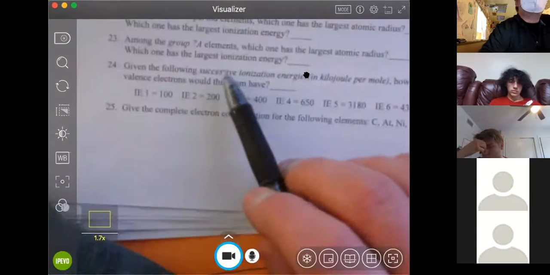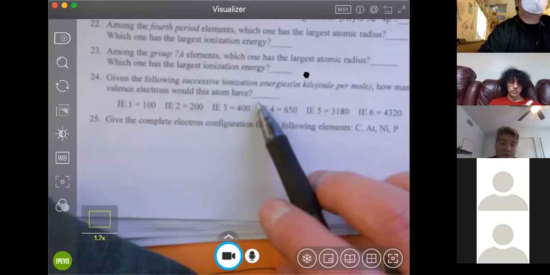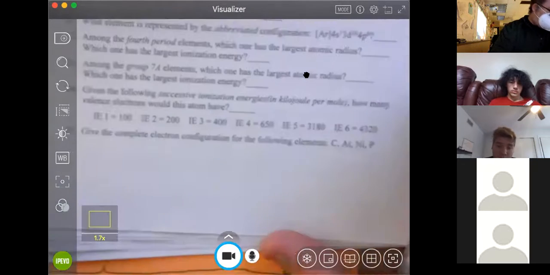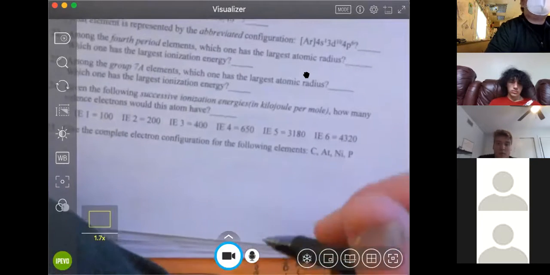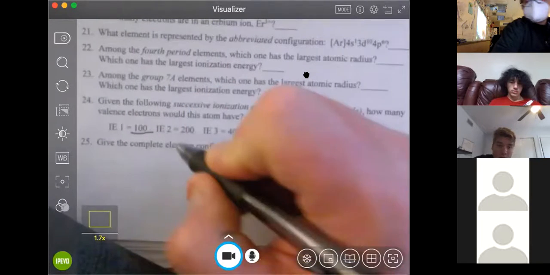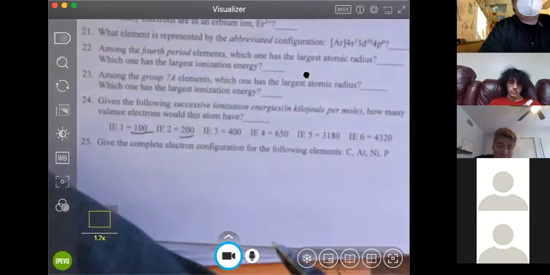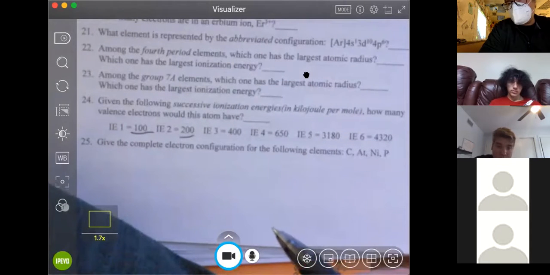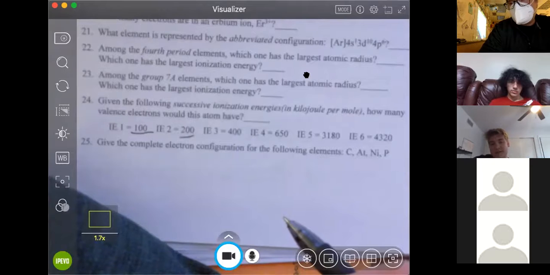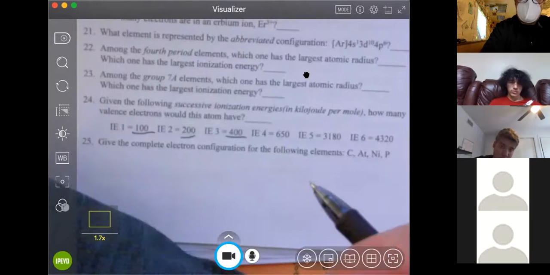Given the following successive ionization energies, how many valence electrons would this atom have? Well, we're looking for a big jump in energy requirement. If you had $100, would you be happy? How much would $200 make you? Would you be like, I'm quitting everything? I got $200. Probably not. You'd be like, oh, I still got to do crap. But $400, is that enough to make you be like, what?